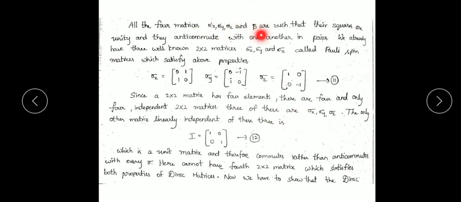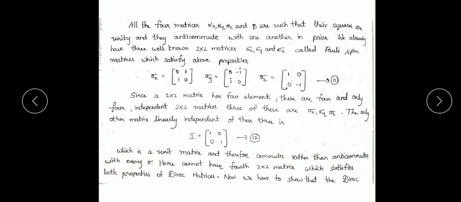These are 3 in number and this beta is another one. So 3 of these are sigma x, sigma y, sigma z. The only other linearly independent matrix, one matrix that is not a linear combination of the other matrices, is the unity matrix 1 0 0 1, which is a unit matrix and therefore commutes rather than anti-commutes with every sigma.